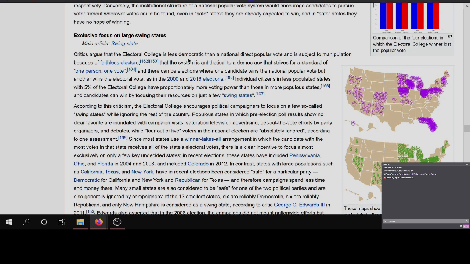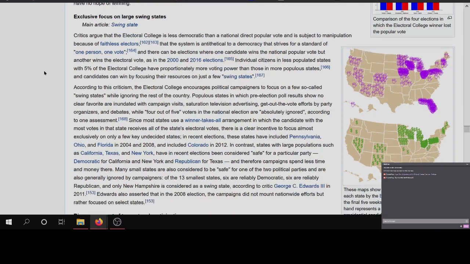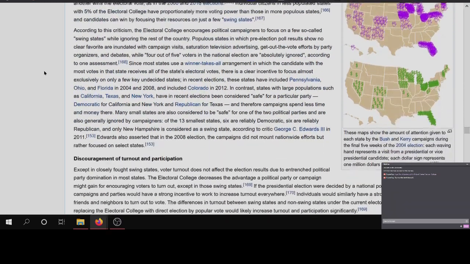Critics argue that the Electoral College is less democratic than a national direct popular vote, and is subject to manipulation because of faithless electors, as stated here, not quoted.